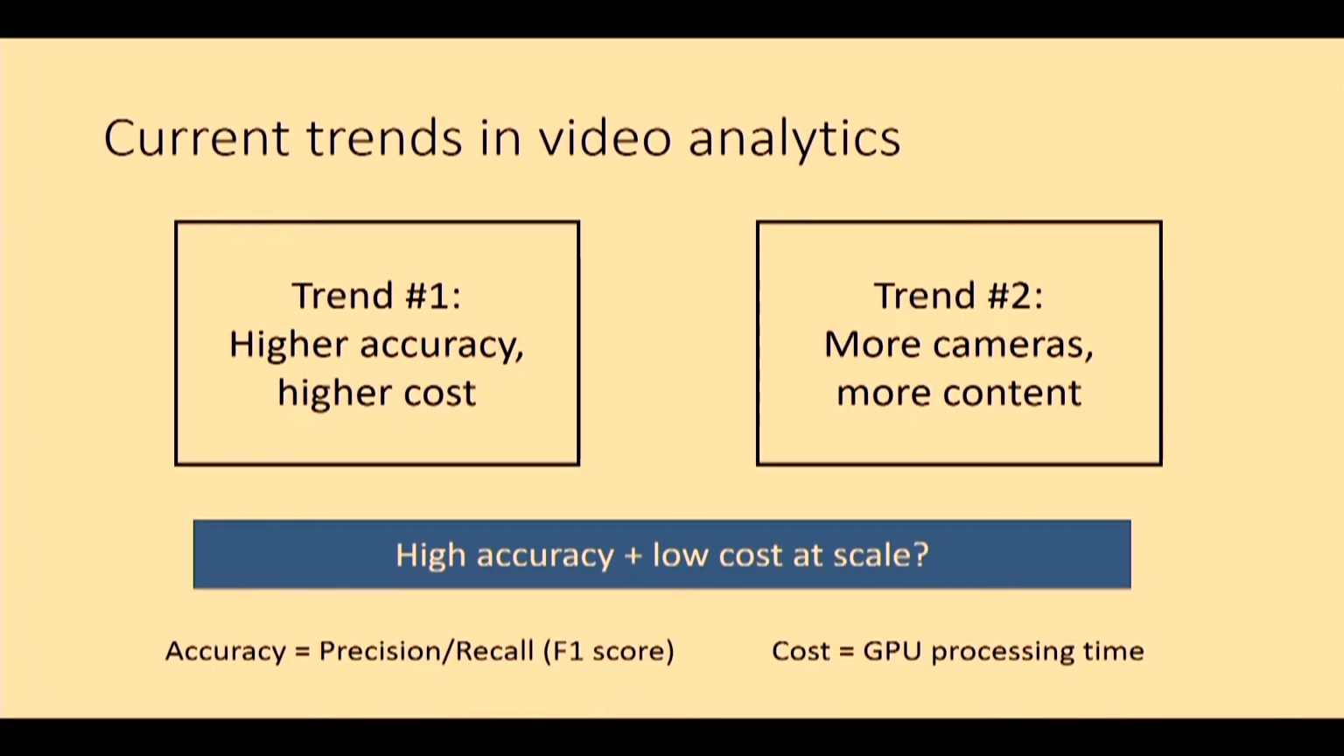For the purpose of this talk, I want you to think about traffic analytics, the traffic control problem. Think of accuracy as object detection, so it's some combination of precision and recall, which you can combine in something called an F1 score. And for cost, we're going to focus on GPU processing time. Everything I'm going to present can work with different kinds of accuracy and cost metrics, but this is what we used in our paper and our work so far.